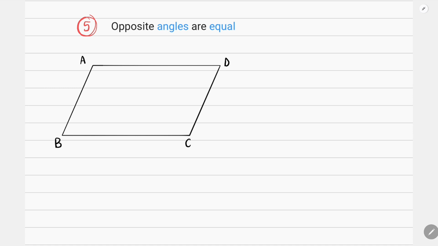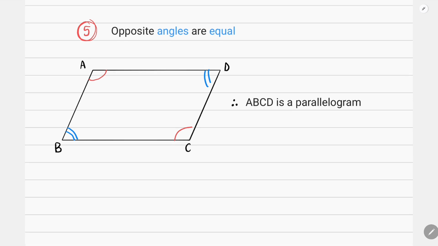The last and final way to prove that a quadrilateral is a parallelogram is to prove that the opposite angles are equal. So if you're able to prove that this angle, angle A, or we can call that angle BAD, is equal to angle BCD or angle C, and at the same time we have that angle B is equal to angle D, then this shape is indeed a parallelogram. And our reason for that, of course, will be because we have both pairs of opposite angles being equal in the shape. So it is a parallelogram. And those are the 5 ways to prove that a shape is a parallelogram.